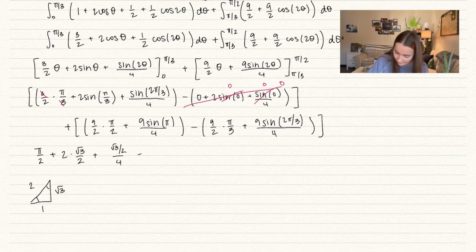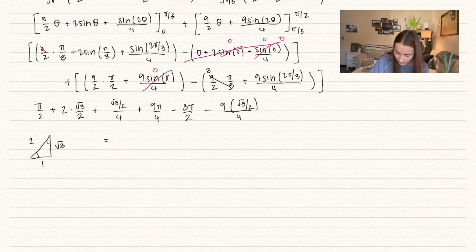Now we get plus 9 pi over 4 plus sine of pi, which is equal to 0, so that works out nicely. And now actually this is just going to turn into a minus. Those divide out, you get a 3 on top, so we get minus 3 pi over 2 minus 9 times root 3 over 2 divided by 4.